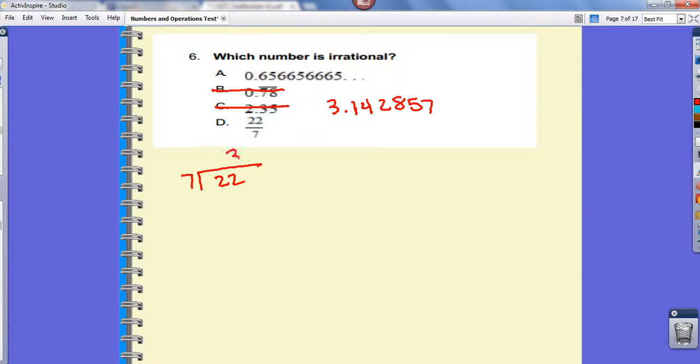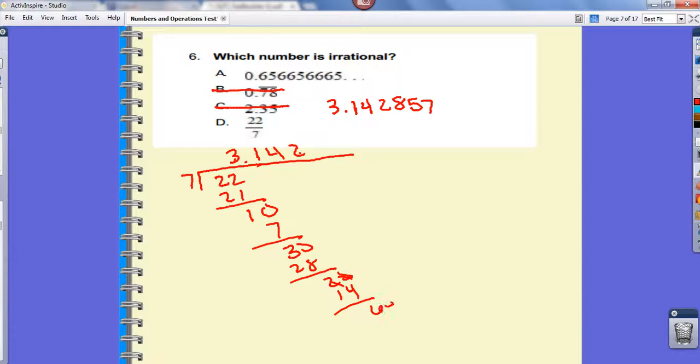So 7 times 3, you get 21. Do your subtraction. Now 7 will go into 10 one time. So 1 times 7. I'm just going to continue working this out the long way. And this, of course, could take a while, but I'm going to talk to you about the test-taking strategy in just a second.